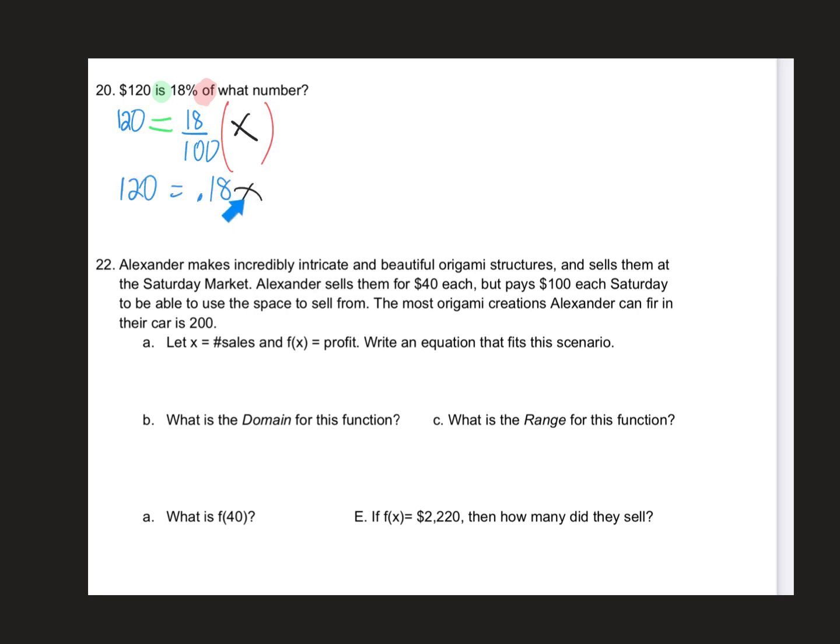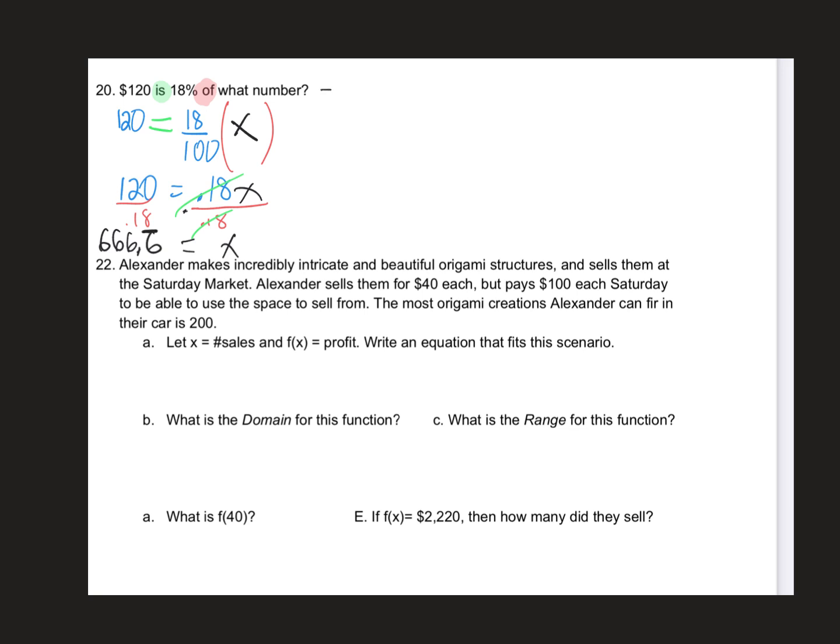Then x times 0.18, we can get rid of that 0.18 by dividing by 0.18. So we're left with just x, which is the number we're looking for, is equal to 120 divided by 0.18. And that's equal to 666.6 repeating, 666 and 2/3.